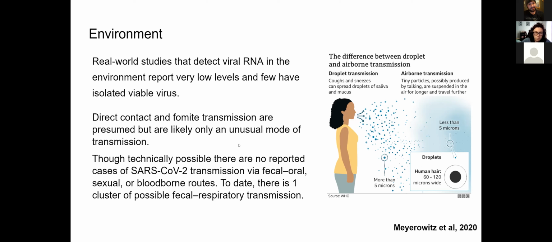It's larger, almost like spit droplets, and so they stay in the air for less time but can be projected further. And there's a couple other routes, like sexual transmission of viruses. We know that exists in the world, bloodborne, things like Ebola, but though it's technically possible, it's so much less common than you're out talking to somebody. Though there is one cluster of fecal respiratory transmission, which I thought was interesting.